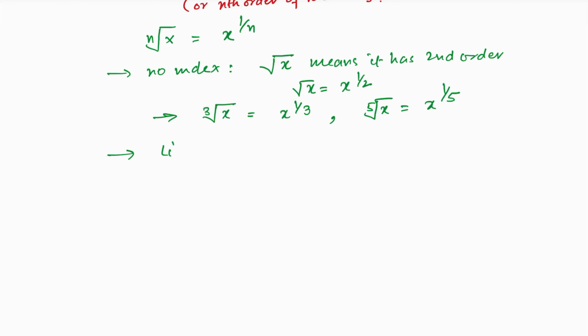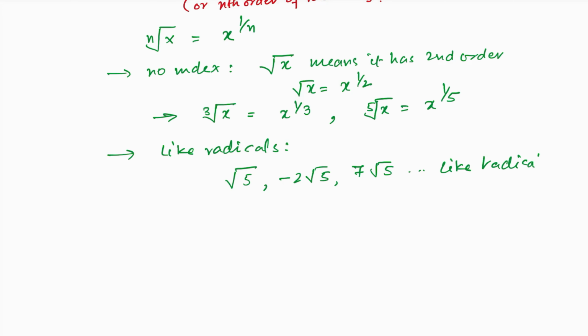Like radicals are another type, and they can be found in this form. Examples: root 5, negative 2 root 5, let's say 7 root 5. They are all like radicals.